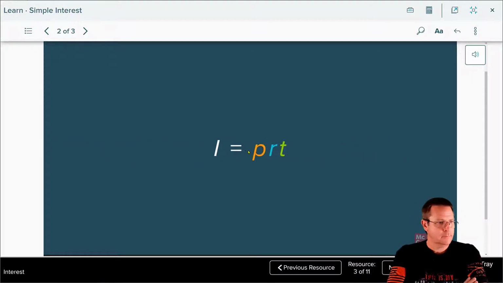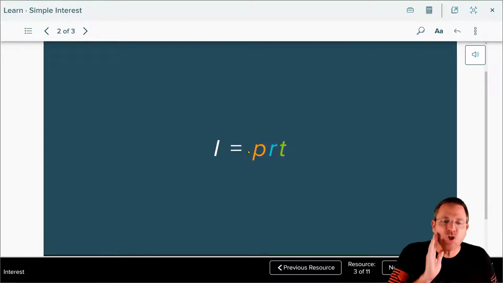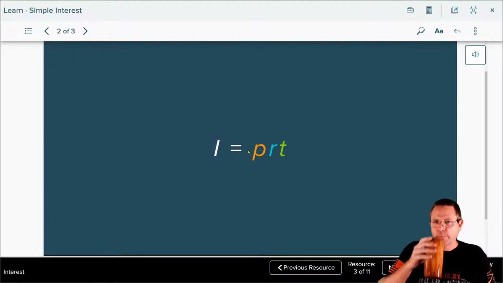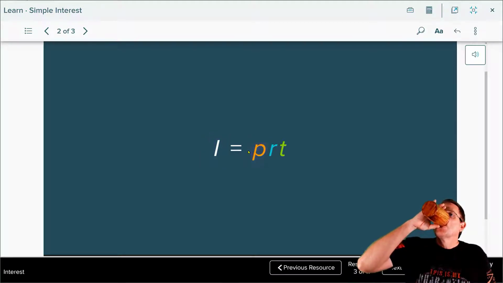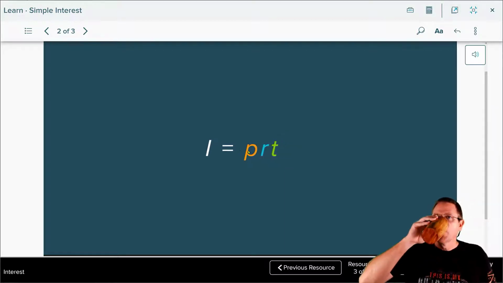The formula for finding simple interest is I equals PRT. I showed you that. Simple interest I is the product of the principal P, the annual interest rate R, and the time T, expressed in years.